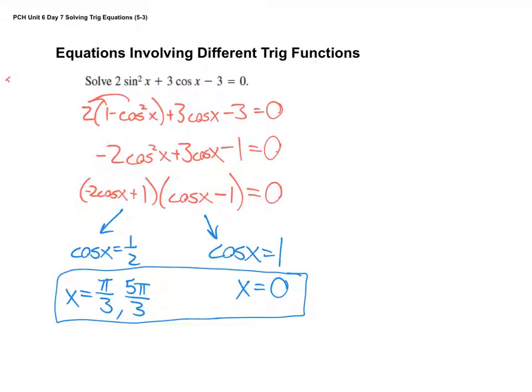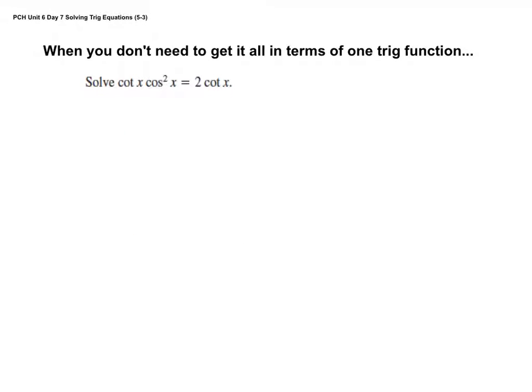So, we've run into ones where we have a quadratic form. We've run into ones like this where we have two different trig functions. Alright? Here's another one, when you don't need to get it all in terms of one trig function, or maybe can't. Now, I want to see what you guys come up with on this one. We have cotangent of x times cosine squared of x equals 2 cotangent of x. What would you guys propose we do for this one?